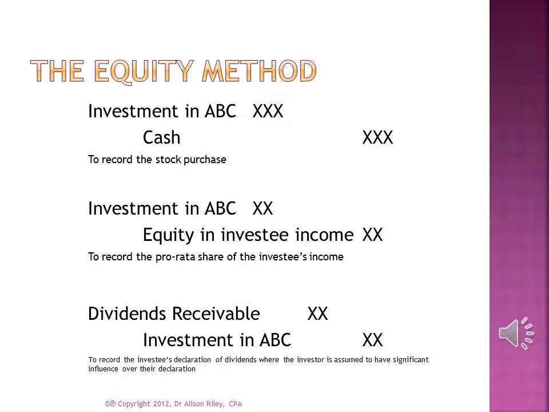In a similar vein, when the investee declares dividends, it's assumed that the investor has the ability to command significant influence over the dividend decision. For this reason, it's considered inappropriate for the investor to recognize income from the receipt of investee dividends. Instead, the investor recognizes an asset, dividend receivable, and reduces the carrying value of the investment account by its pro rata share of the dividends to be received.